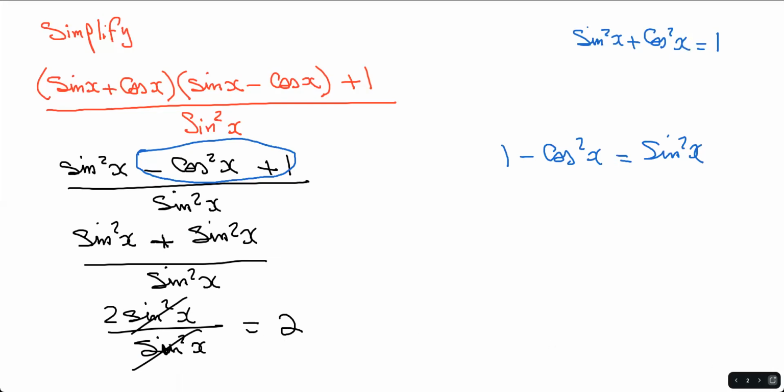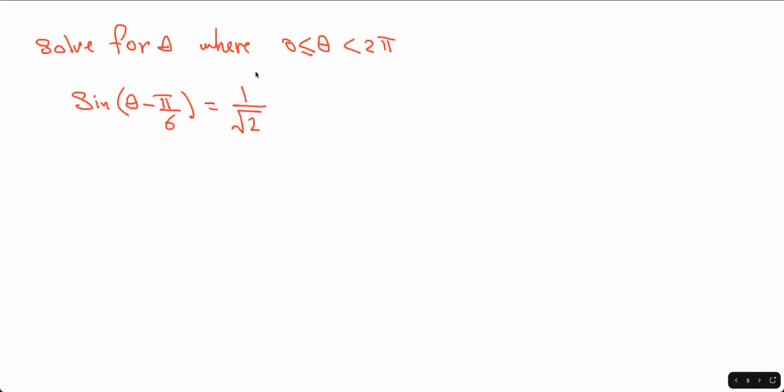Now we're going to tackle the third question. And the third question is: solve for theta where angle theta is between 0 and 2 pi. So sine of this equals 1 over root 2. So just think of this as if it was sine x equals 1 over root 2, okay?